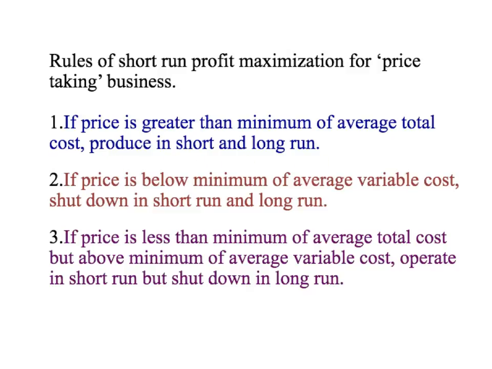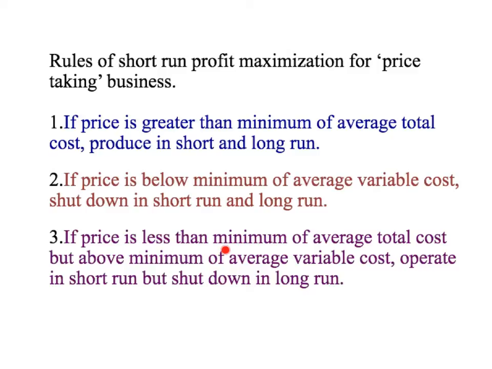You're making profits both in the short and in the long run. If price is below minimum of average variable cost, so the average variable cost is always above the price, you want to shut down in the short and the long run. The best you can do is lose your fixed costs. If you try and produce anything, that just makes matters worse because price is not covering variable costs. So you want to shut down immediately in the short run.